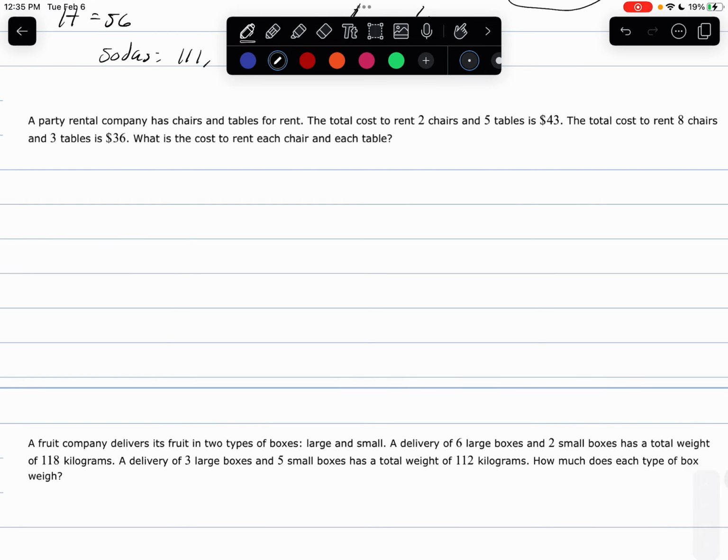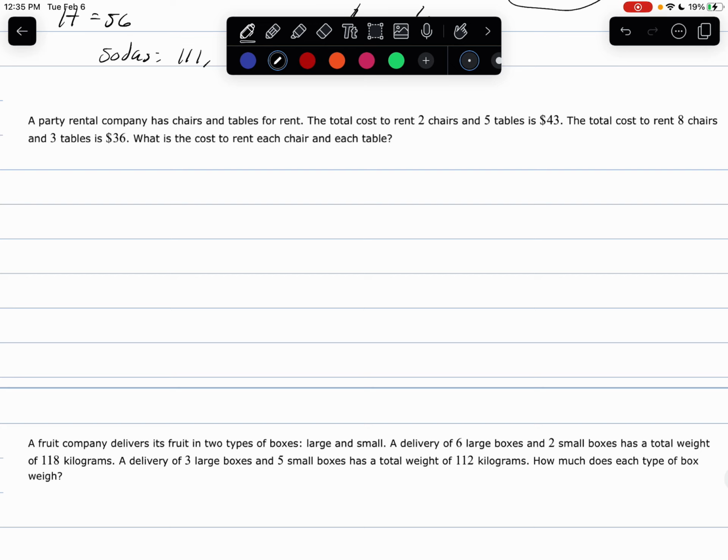Okay, here it says a party rental company has chairs and tables for rent. The total cost to rent 2 chairs and 5 tables is $43, and the total cost to rent 8 chairs and 3 tables is $36. What is the cost to rent each chair and each table?